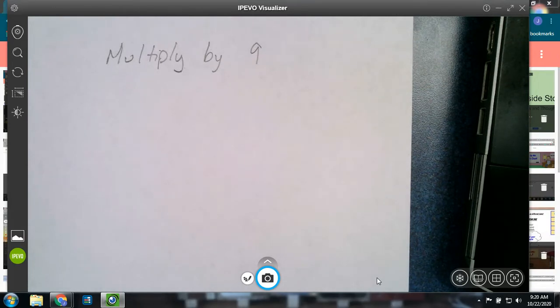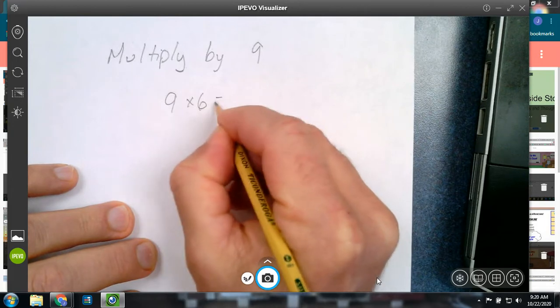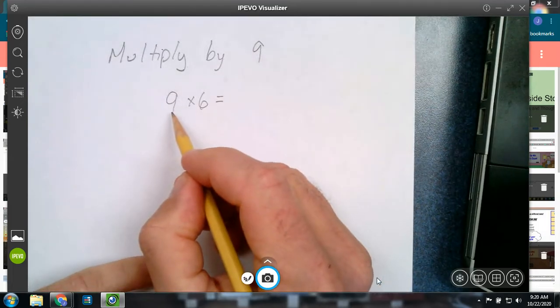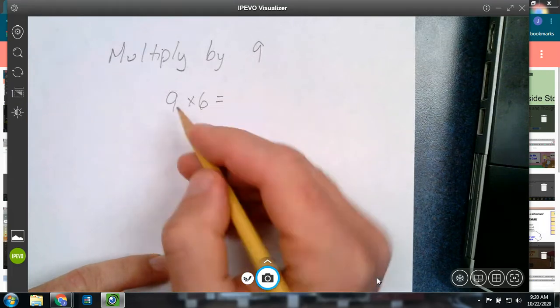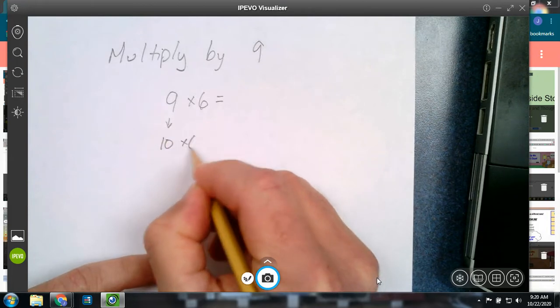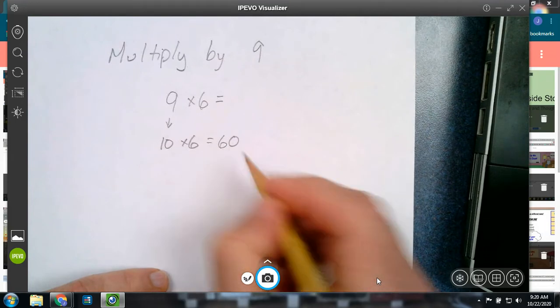So let's say that we had to solve the problem 9 times 6. Now I could think 6 times 9 if I know that, because I can use the commutative property. But 9 is really close to the number 10, and we know how to multiply by 10. So I'm going to change this in my head into 10 times 6. And I know that 10 times 6 is 60.